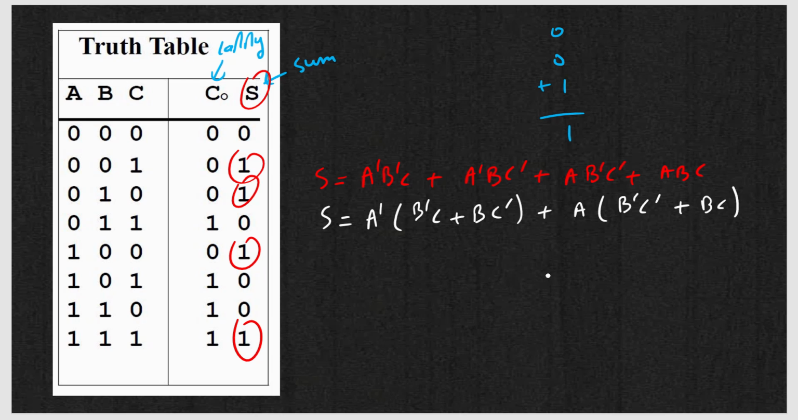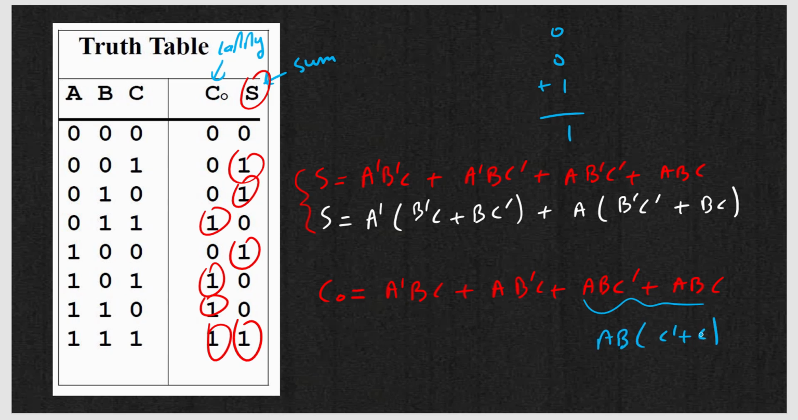Which is, can I simplify it? Like, for example, this, 1 second. So you have 1 here, here, here, and here, right? So you have A prime BC, and then A B prime C, and then A B C prime, and A B C. Now A B, AB, and then C prime plus C, gone. So you have only AB left.